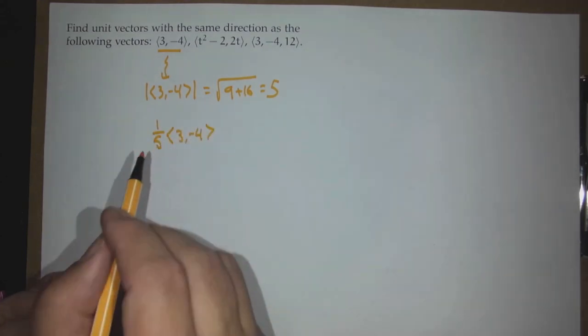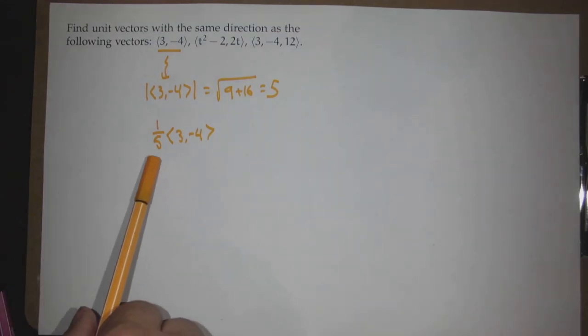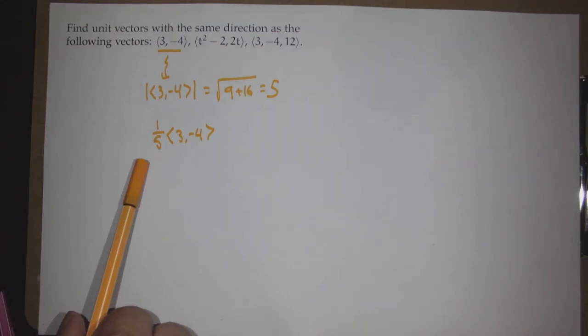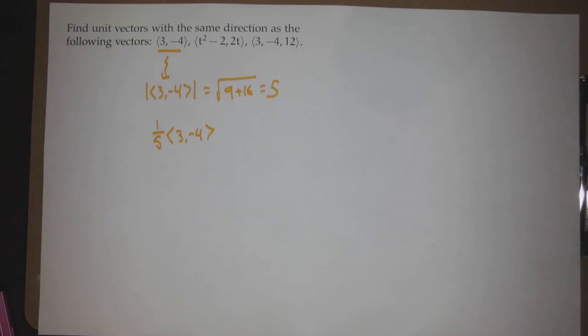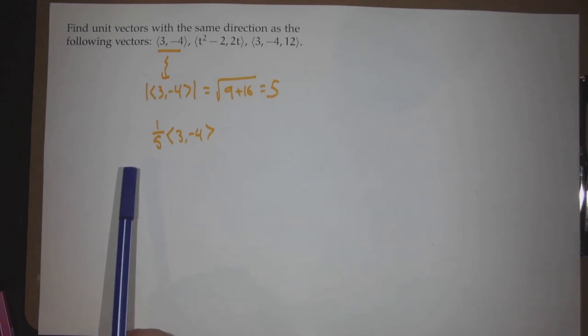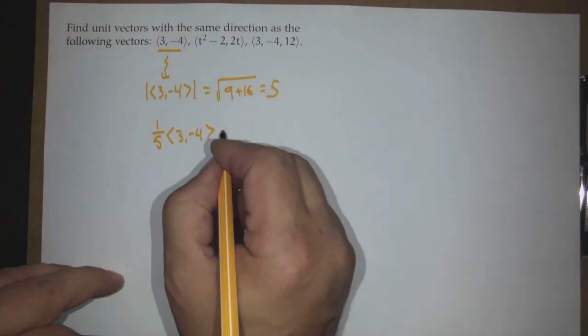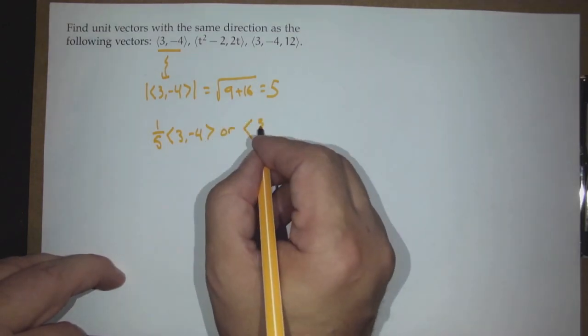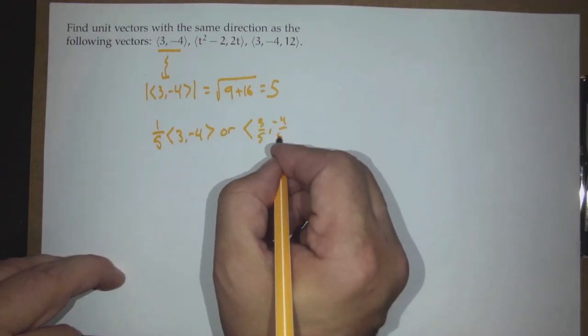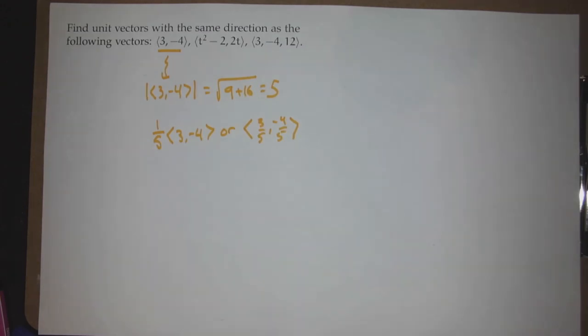Now, the question: can you leave the 1/5 on the outside, or do you need to have the 1/5 go on the inside? And the answer is yes. Either way, whatever's convenient. If I see a fraction out here, I like to keep the number of fractions small, so I'd leave it on the outside. But if you prefer, you can move it to the inside. These are both the same vector. So whichever one you're more comfortable with.